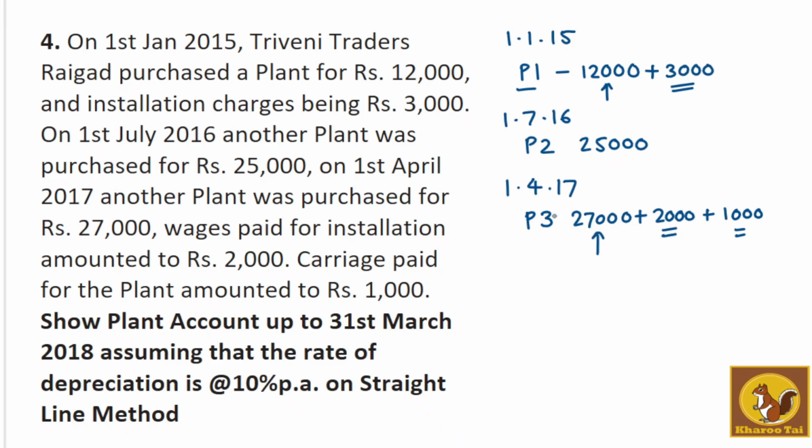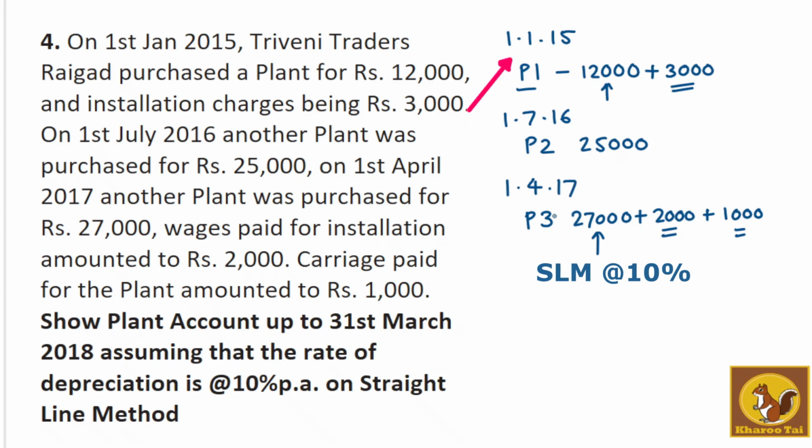Next, show the plant account up to 31st March 2018, assuming that the rate of depreciation is 10% per annum on the straight line method. So SLM method at the rate of 10%. And they want just the plant account. No depreciation account or journal entries are required in the sum.